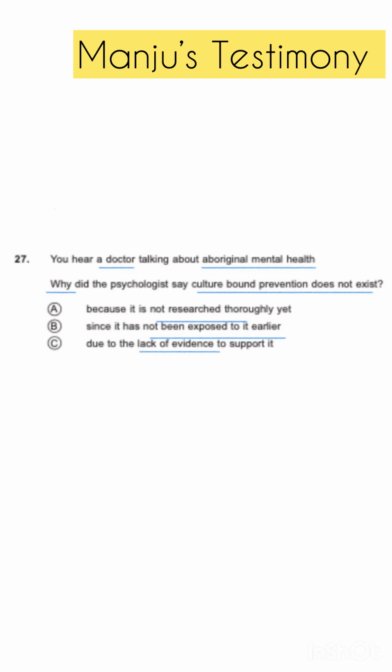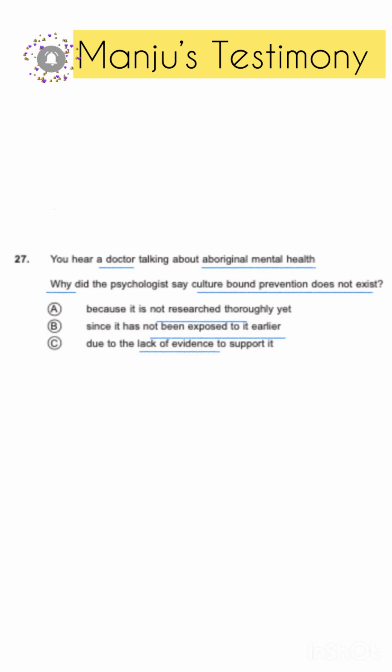So here the doctor was talking to a psychologist who was talking about culture bound prevention. In that, we have to answer why did the psychologist say culture bound prevention does not exist. The doctor who is talking to us says she had a talk with the psychologist who told her there is no evidence to support aboriginal or culture bound illness exists. Our question is why did the psychologist say like that?